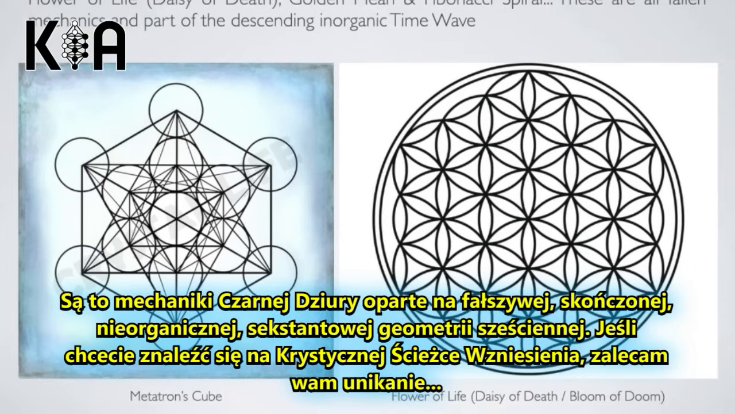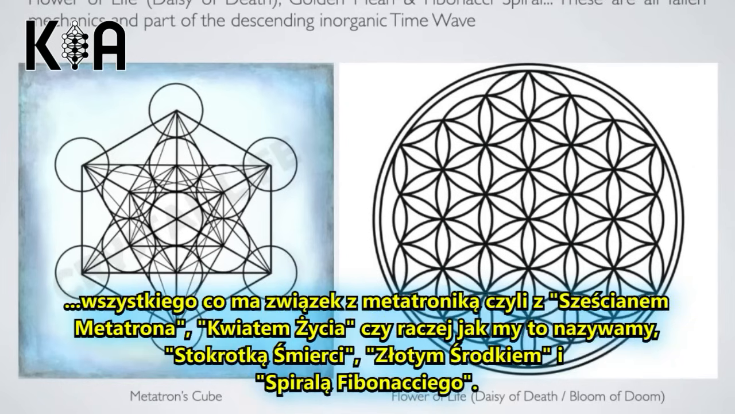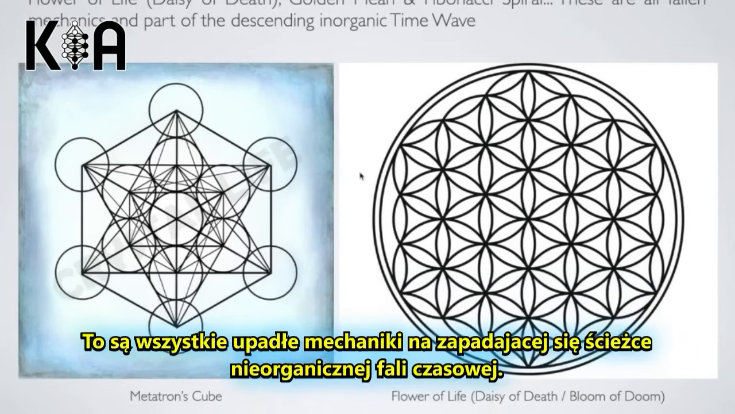So if you want to be on the up train, i.e. the Christic ascension path, you would be well advised to avoid Metatron's cube, the flower of life, or as we call it, the daisy of death, the golden mean, and the Fibonacci spiral. These are all fallen mechanics and part of the descending inorganic time wave.